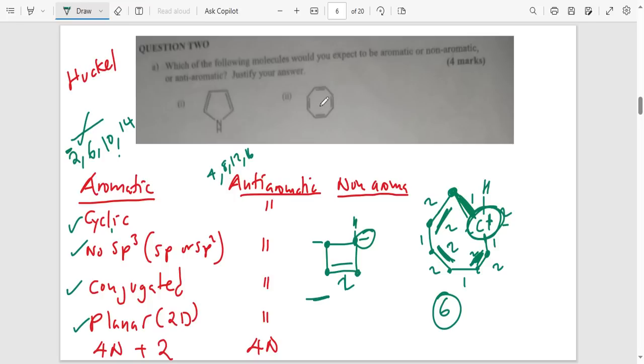But the only thing is, does it obey Hückel's rule? It has got 8 electrons, and 8 is not part of the rule. So because it has obeyed everything, the only difference is at the end here, meaning that this molecule is anti-aromatic. I hope that clarifies everything that we did. Is it okay?